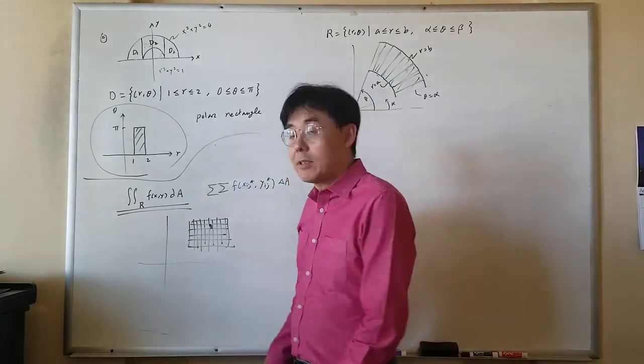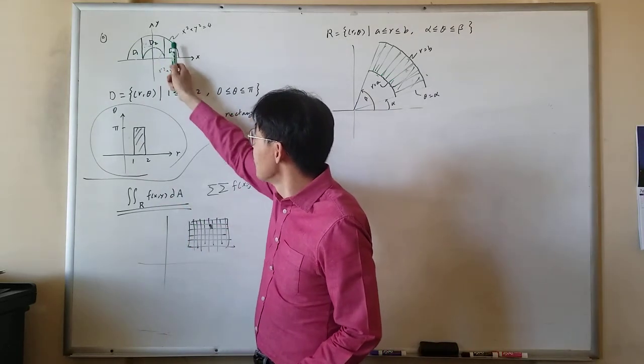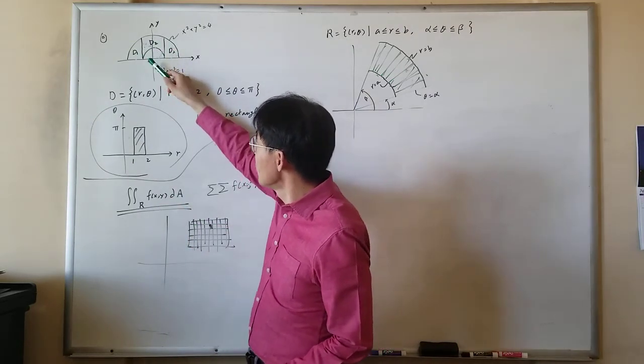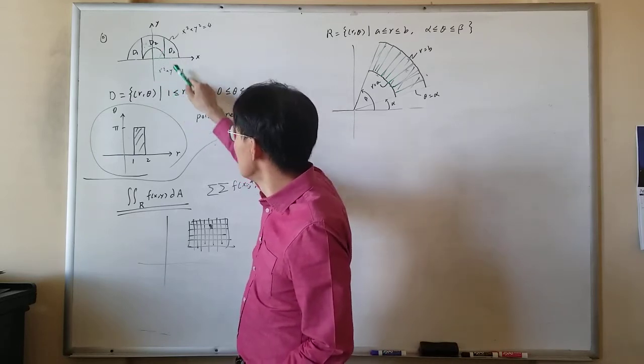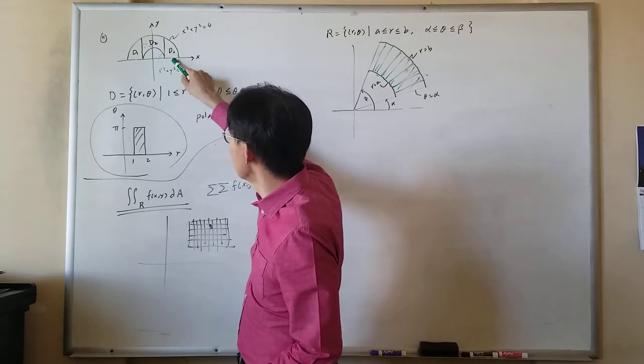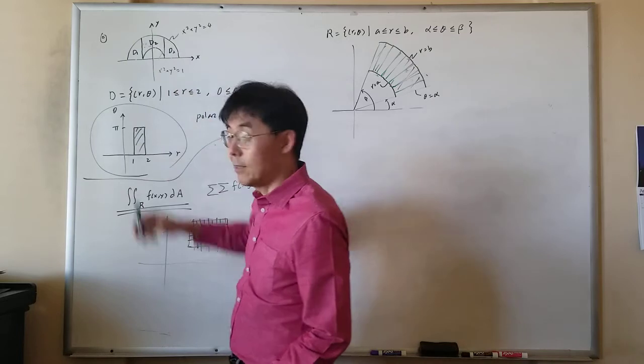So let's think about double integral over this kind of region. That is, in polar coordinates, r is between 1 and 2, right? This is the circle with radius 1, the circle with radius 2, and theta is from 0 to pi.